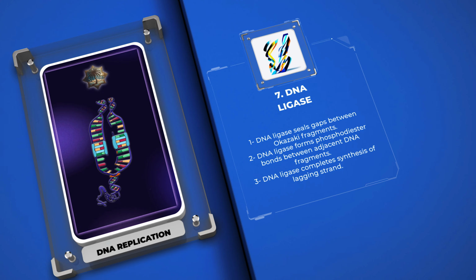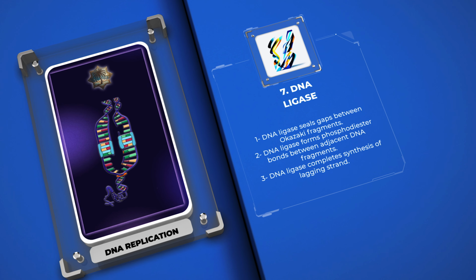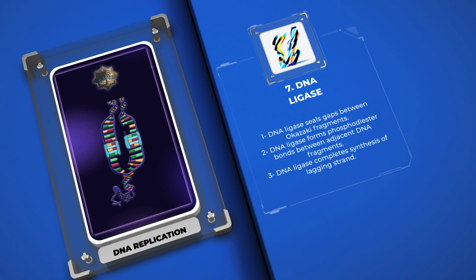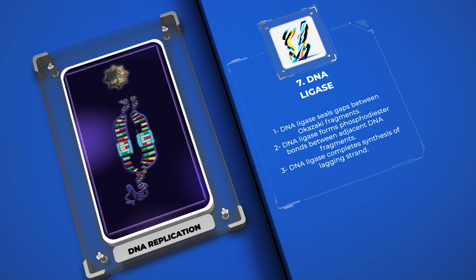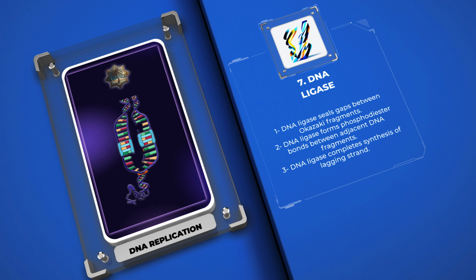After the RNA primers are removed by specialized enzymes, leaving gaps between Okazaki fragments, DNA ligase enters the scene. DNA ligase recognizes these gaps and catalyzes the formation of phosphodiester bonds, joining the adjacent DNA fragments and completing the synthesis of the lagging strand.